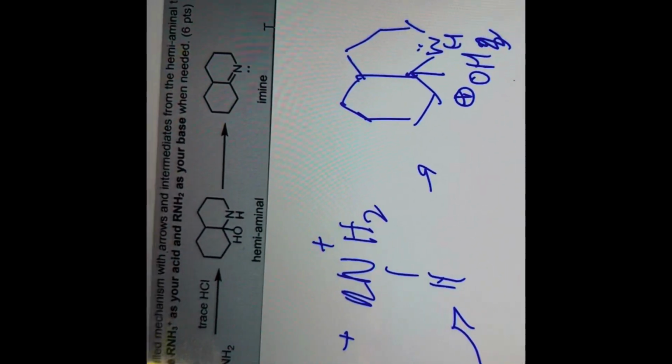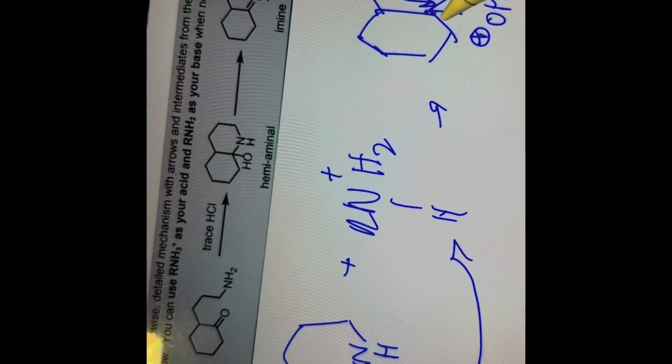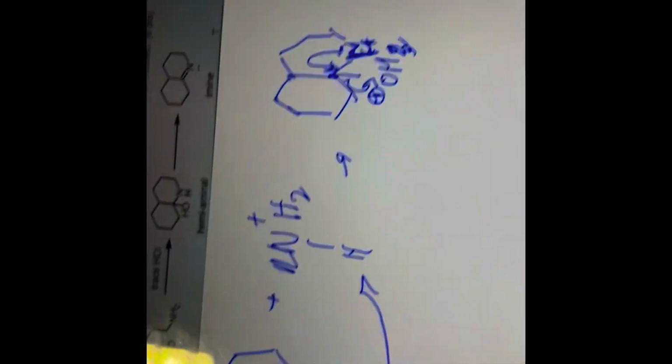And then what I can do is, remember, water is a good leaving group, right? Which is the whole reason that we want to protonate that OH. Then what I can do is use these two electrons on that nitrogen, push them out into here and kick off my water. So what I get is something that looks like this, plus that water that we just kicked off.